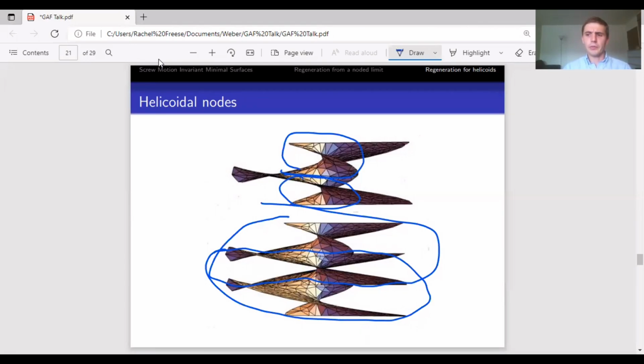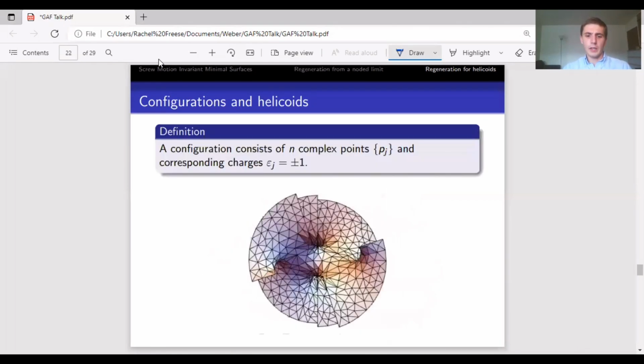But the idea is you can do the same thing. So there are a lot of other complications, right? For one, when you're quotienting by a screw motion, like I said, the Gauss map is multi-valued. So you have to go into a lot of other things to simplify that. But basically, you can do the same type of construction and same type of regeneration and end up with a screw motion invariant minimal surface near a helicoidal limit.